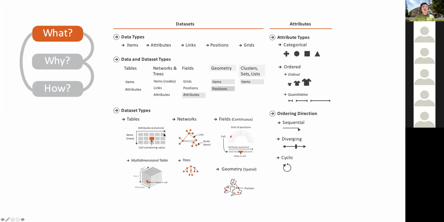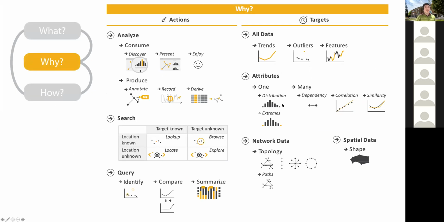Okay, and so we covered the what. These are many different types. We start with data type, and then data set type, and finally we talk about different attribute type. And this is what we covered last week.